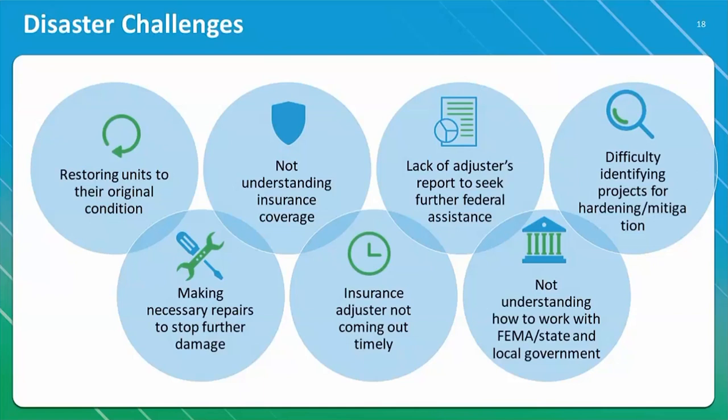Because usually your block grants that you have, CDBG, the DR or MIT, there are specific grants that have a dash, CDBG-MIT, CDBG-DR, disaster recovery. They have specific requirements that are laid out with the goal in mind that you are improving the property to a better condition than it was before, and it's mitigating or protecting against future damages. So that's what that means. Making necessary repairs to stop further damage is always the first 90 days. What have you done to stop the bleed?